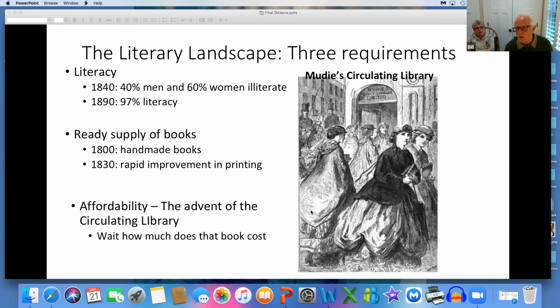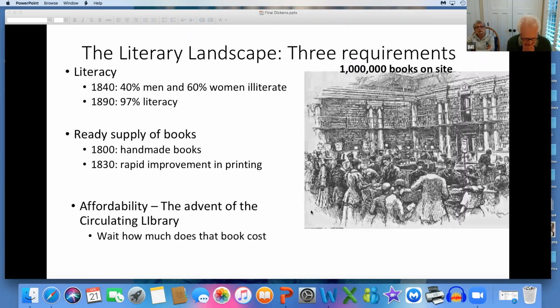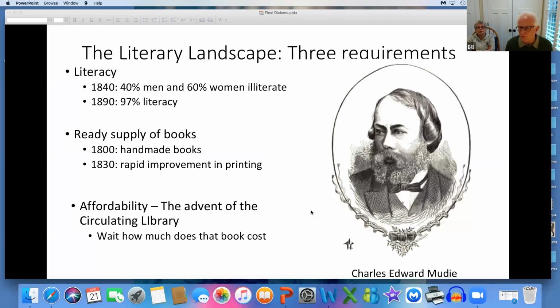And Mudie's was the most popular, and they had actually 1 million books on site in their London store. There were stores throughout England and Scotland, not too many in Wales, but this is where you would go to get your book. Now, Mr. Mudie became an incredibly influential figure, not just in Charles Dickens' life, but also in the lives of Thackeray, George Eliot, all of the writers who were popular at the time, because he had great control over volume.